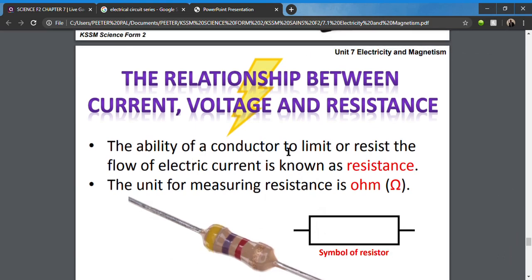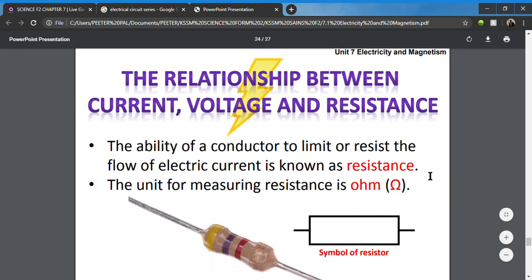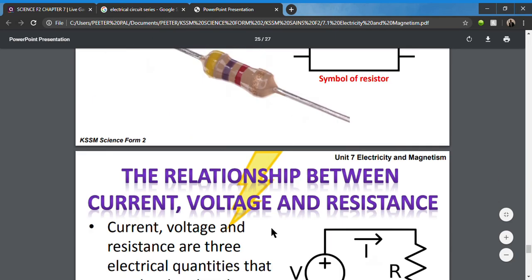Then what is the relationship between current, voltage and resistance? Resistance is the ability of a conductor to limit or resist the flow of electric current. So when current flows through a conductor, how difficult or how easy is it to flow through? The limitation caused by the conductor is called resistance. The unit is ohms, this is the ohm symbol. Alright, these are the symbols of basic resistors.